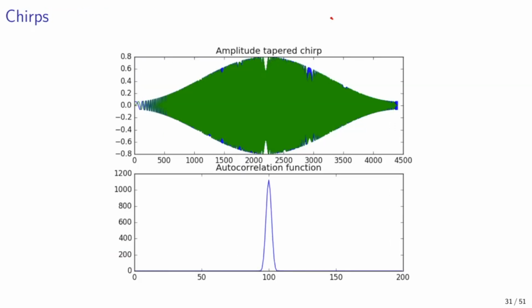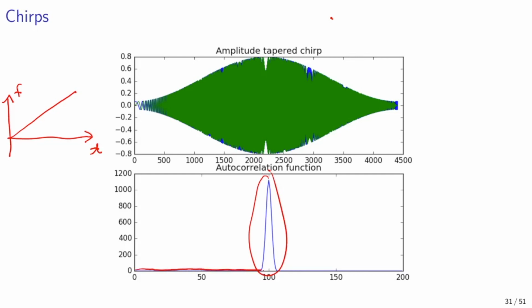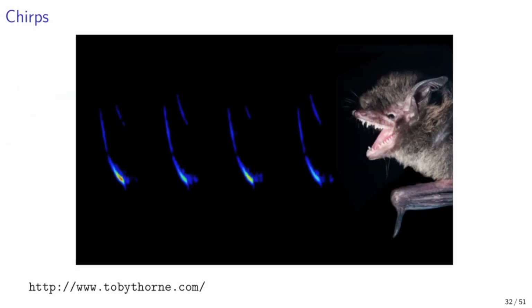Here's an example of an amplitude-tapered chirp transmit waveform, which consists of a frequency sweep. The autocorrelation function of this signal is peaked around 0 and has very low values elsewhere. This type of transmit waveform is a very good radar transmit signal for coherent targets. One example of chirp waveforms that has been in use for a very long time is this.